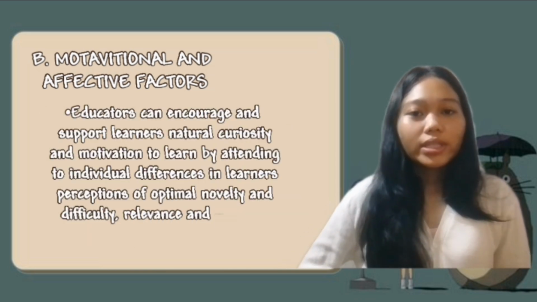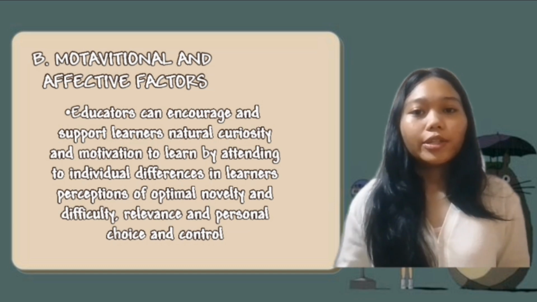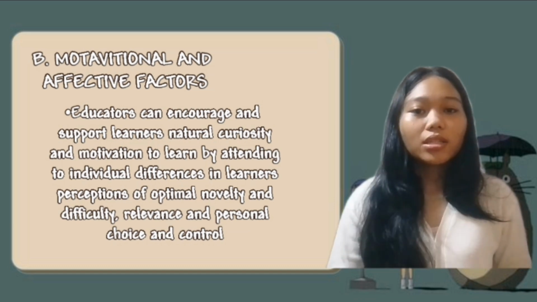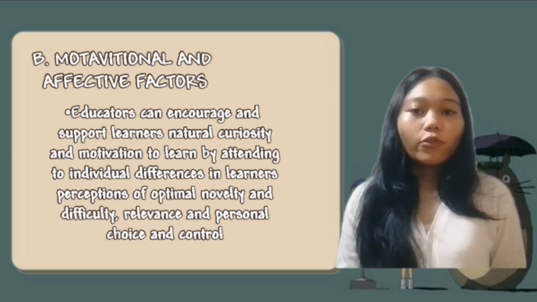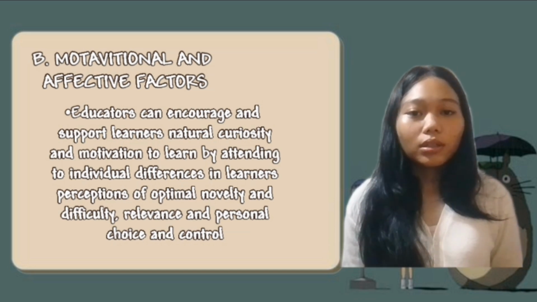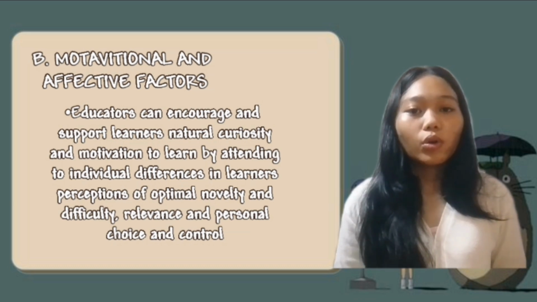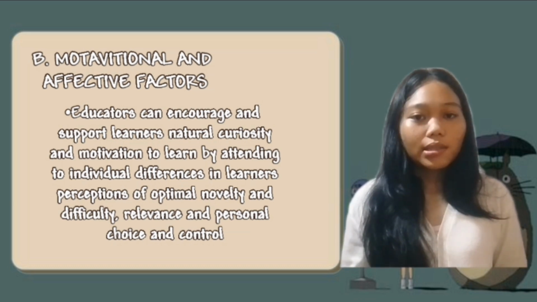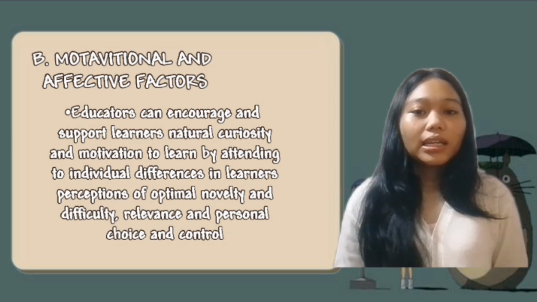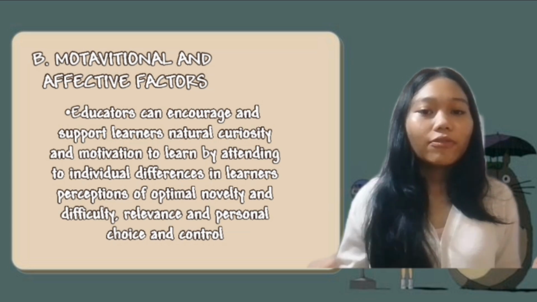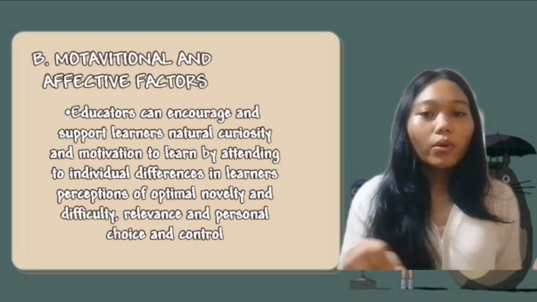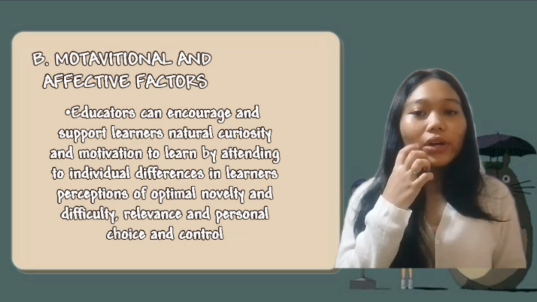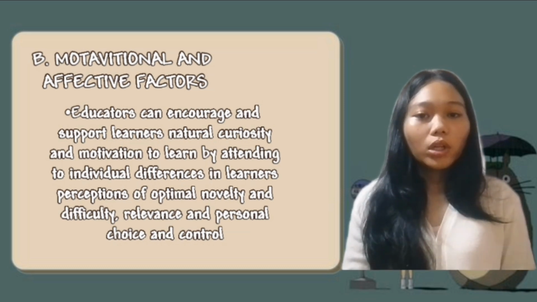Number two is educators can encourage and support learners' natural curiosity and motivation to learn by attending to individual differences in learners' perception of optimal novelty and difficulty, relevance, and personal choice and control. So think of the educator as a gardener. Individual differences are like different types of flowers, right? Each plant has its own unique needs and preferences for sunlight, water, and soil.